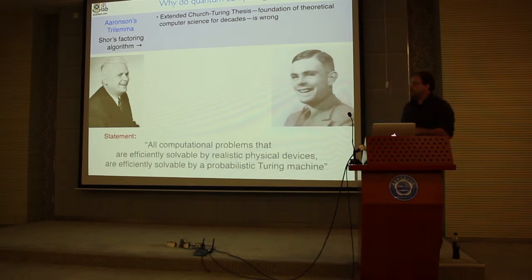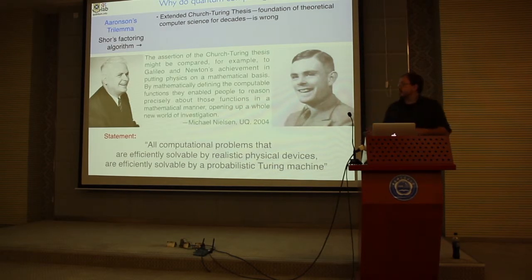That doesn't bother me. I'm not a computer scientist. But here's the thesis. All computational problems that are efficiently solvable by realistic physical devices are efficiently solvable by a probabilistic Turing machine. But Michael Nielsen pointed out, again about 10 years ago, that the Church-Turing thesis plays the same role in computer science that Galileo and Newton's work plays in physics. It's the thing that made it quantitative and put it onto a rigorous basis.